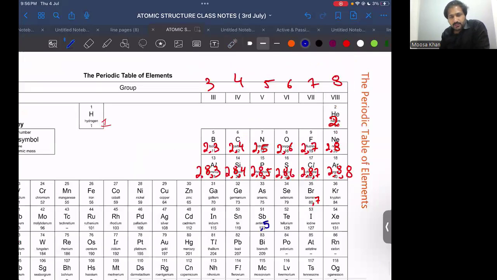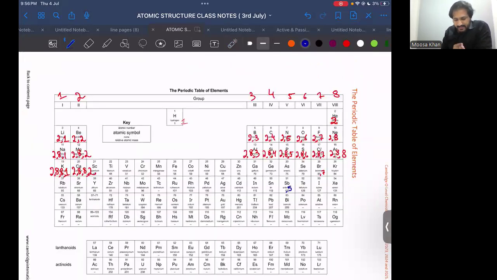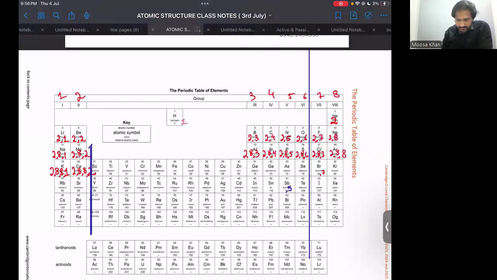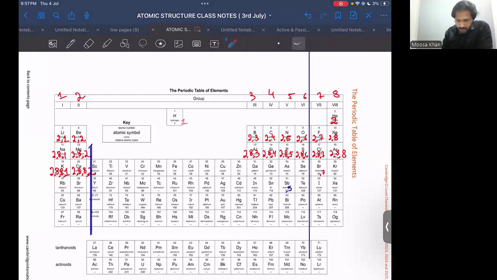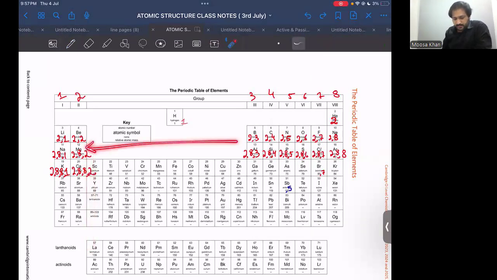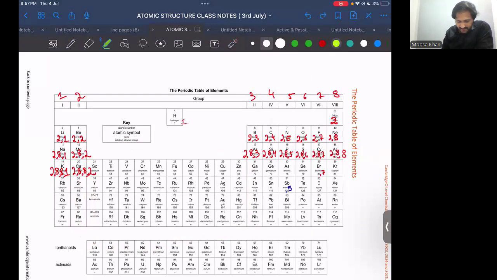Now, what about these elements in between group 2 and group 3? All the elements between group 2 and group 3 are not given any group number. These elements are given a special name. These elements are known as transition metals. But as far as our grade 11 is concerned, we won't be giving them any group number.